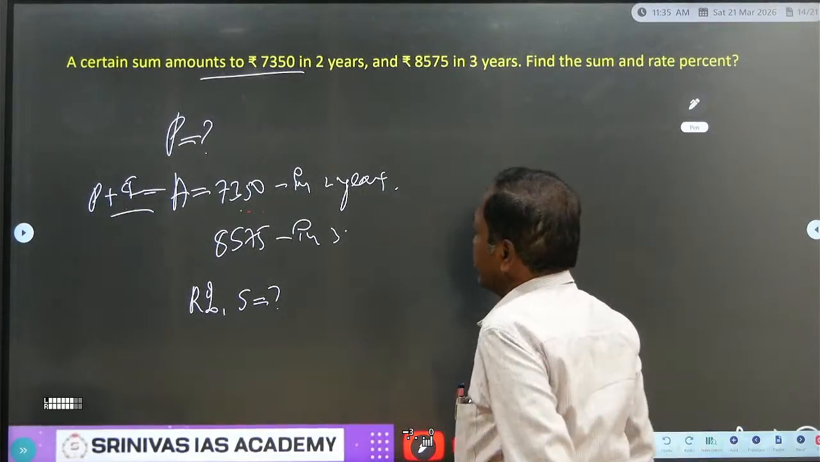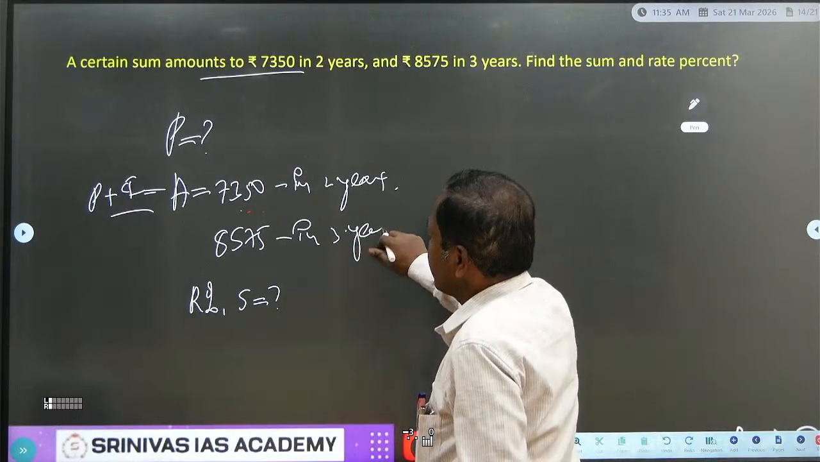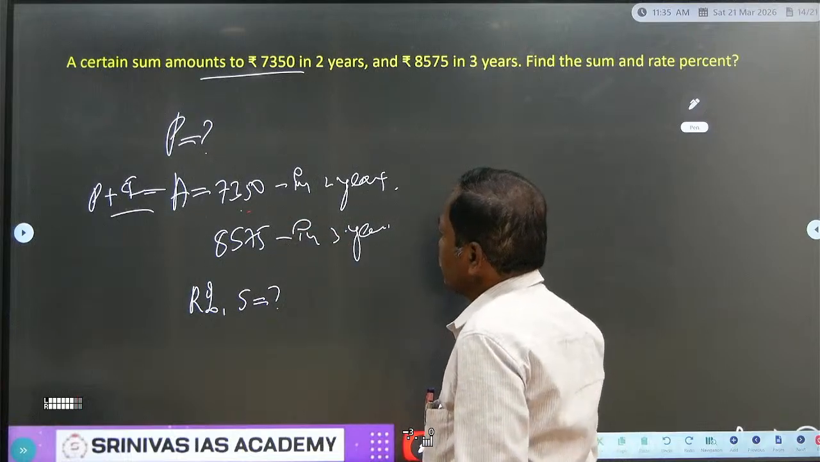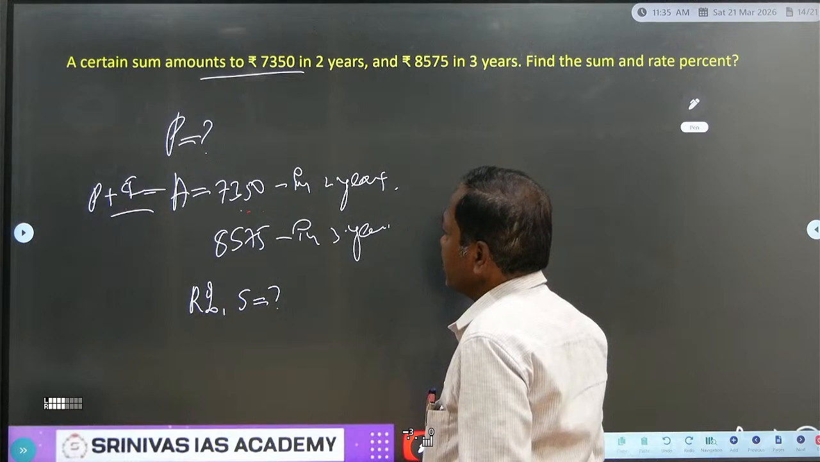1,225 equals to. This is in 3 years. What is the difference between the 2 years? The numbers vary, we cannot arrive because decimals should not happen.